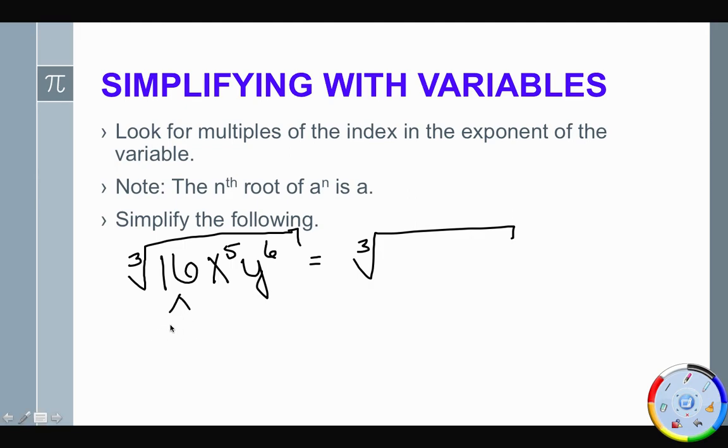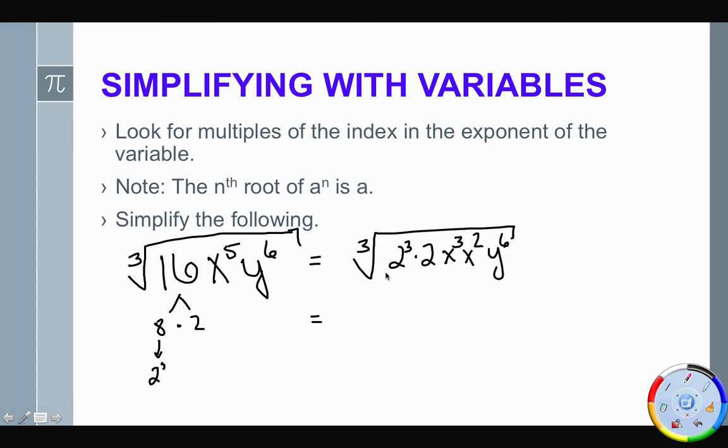Well, we know that 16 is 8 times 2, and it just so happens that 8 is 2 to the power of 3. So we're going to write this as 2 to the power of 3 times 2. And then we need to look for multiples of 3 inside these variables. Well, I can write x to the fifth as x cubed times x squared, because 3 is a multiple of 3. And y to the 6th is a multiple of 3. So we're going to use that idea as a multiple of 3.